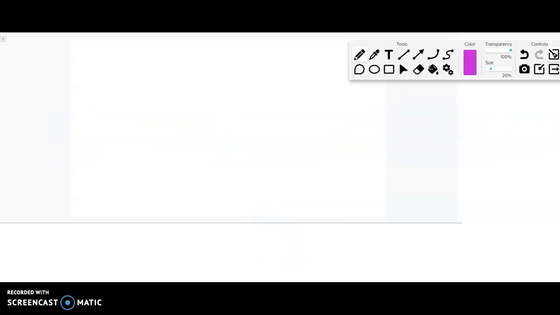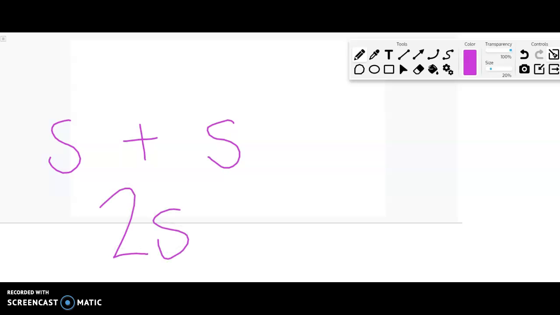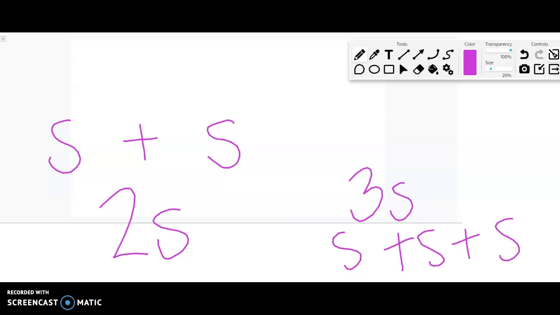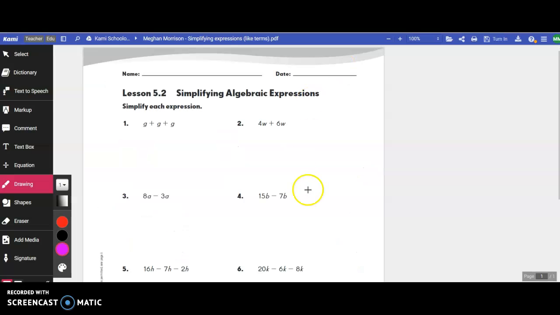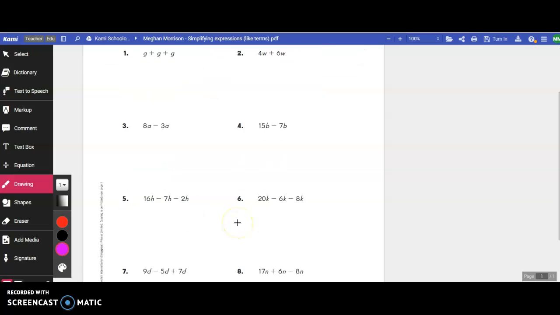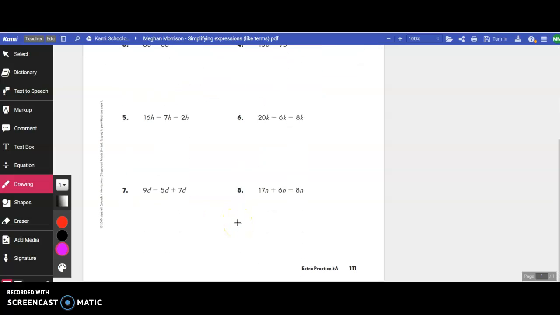Okay, or if I had s plus s, real simple, that's 2s. Okay, so again, it's like 2 s's. Or if I had 3s, that's the same thing as s plus s plus s. Okay, so this is what your worksheet is going to look like. So we have g plus g plus g, 4w plus 6w. Okay, so sometimes adding, sometimes subtracting. So just make sure whether you're adding or subtracting it on, and you should be good.